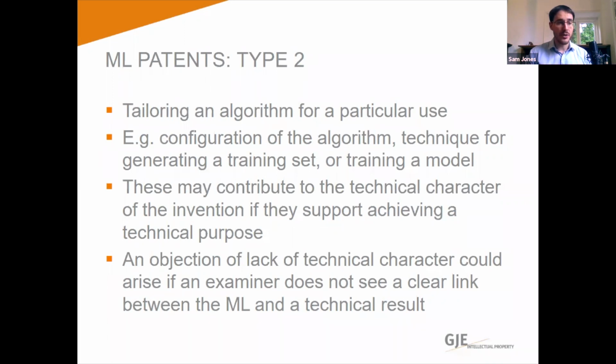These things can contribute to technical character of the invention as long as they support achieving a technical purpose, i.e. they are linked in some way to either control of a technical system or operation on technical data. Otherwise, if you don't make that link very, very clear in both the description and claims of your patent application, you may well get from the European Patent Office an objection of lack of technical character, which could arise. And at that point, if you don't have support in your patent application in order to redirect your claims such that they clearly do read onto something technical, you're probably going to get your patent application refused.